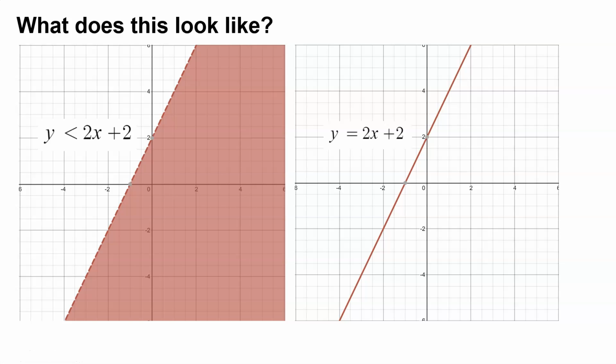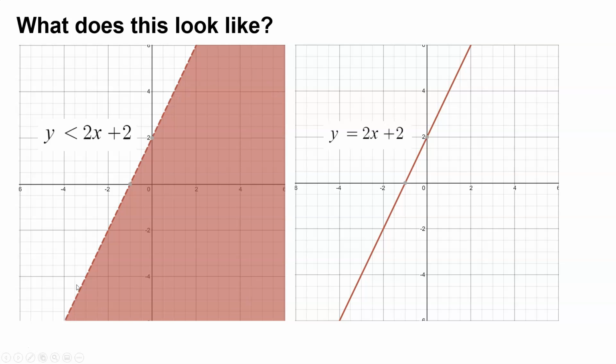What does this look like? So on your notes, you should have these examples. Here is your normal equation. Looks like this. And then if we make it an inequality, if I change this equal sign to a less than sign, then all of a sudden our solutions go from, when it's the equation, our solutions is everything on this line. Now when it's a less than sign, our solution is everything below the line.